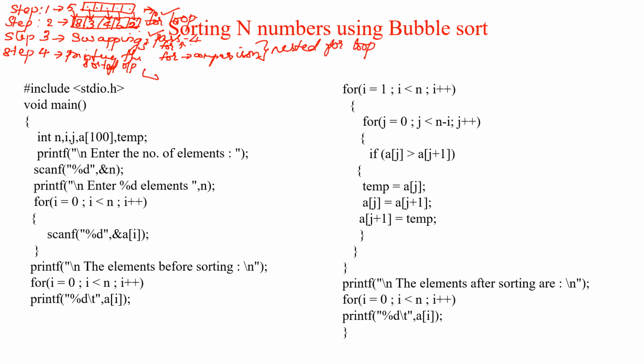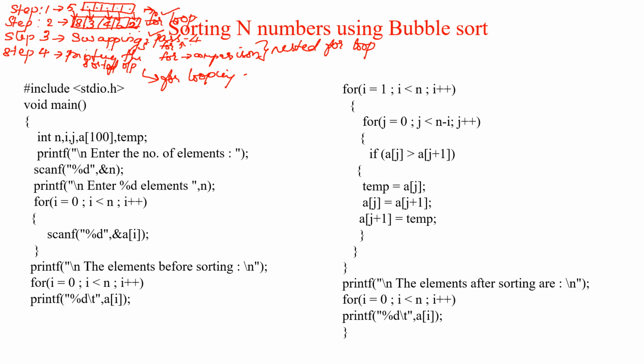At the last, you have to print the output. When you print the output also, you have to print one by one, right? The elements of the array one by one. So again, you will be using a for loop. So this is how, in short, you can segregate your program. So let me start the program.